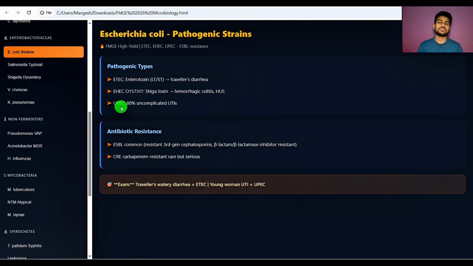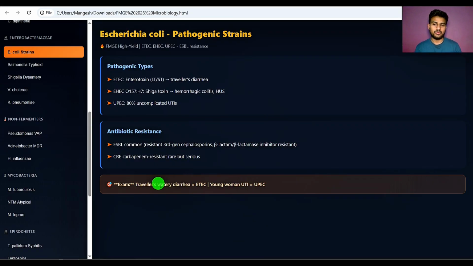And there is also something called uncomplicated UTIs. That is why there is UPEC, and it accounts for 80% of the cases that are uncomplicated UTIs. The antibiotic resistance in these cases is ESBL, which is common. There is resistance to third generation cephalosporins and beta-lactam inhibitor resistance. All these kinds of resistance are there in E. coli. That's why the use of antibiotics is strictly monitored nowadays by healthcare practitioners. And then there is also CRE, carbapenem resistance, which is rare, but also a serious cause of concern nowadays.